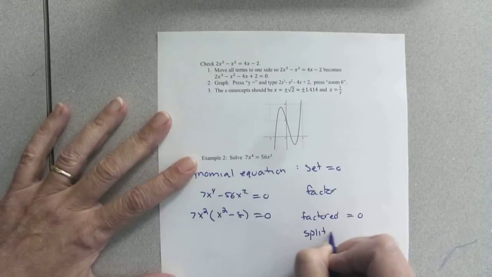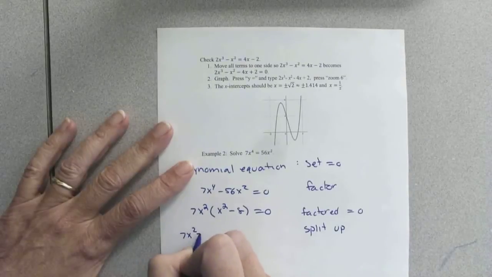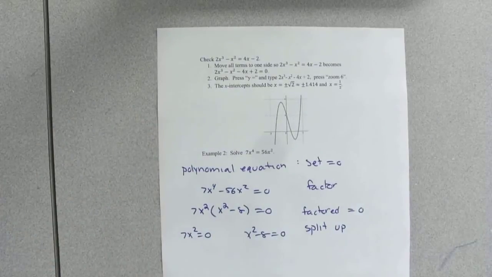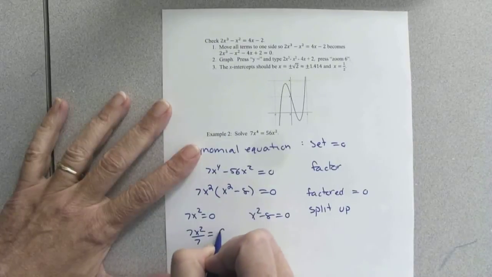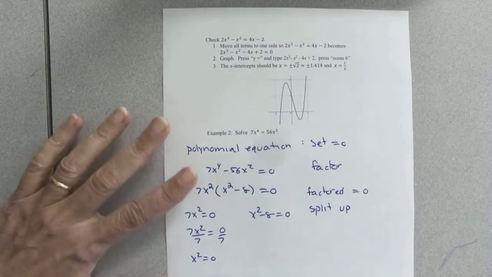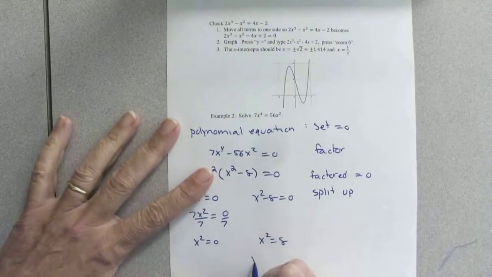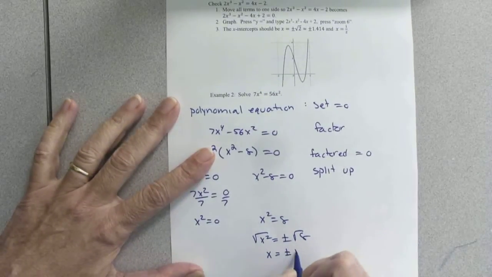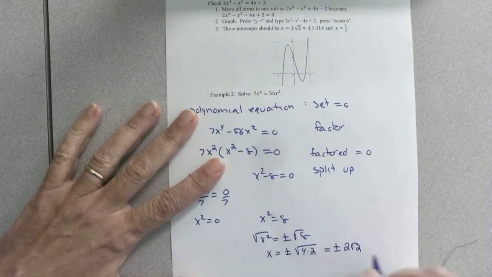So I can split it up. And that step of splitting up is only legal when it's equal to 0. So I'm going to get 7x squared equals 0 and x squared minus 8 equals 0. Solving this, I'd get the x squared alone, so x squared equals 0. And same thing over here, getting the x squared alone. I take the square root of both sides, and so I get x equals plus or minus, and 8 is 4 times 2, so plus or minus 2 square root of 2.